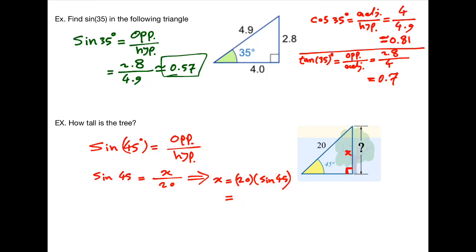So it's 20 times, if you use a calculator for now, you will see that sine of 45 is given by root 2 over 2. And if you multiply these numbers, the answer is 10 root 2, which is about 14. Not exactly, but it is about 14. So the height of this tree is about 14 units, whatever the unit over here is. Okay, and that's it.